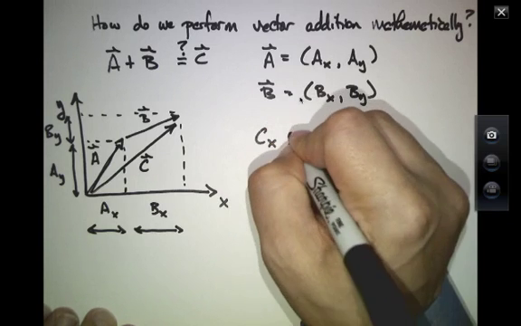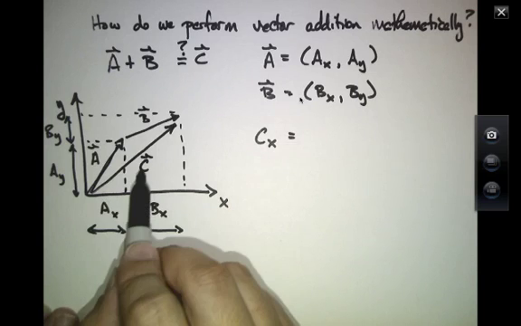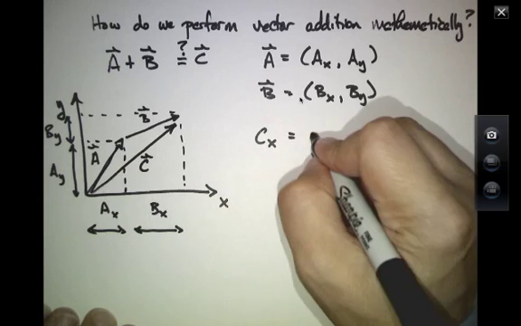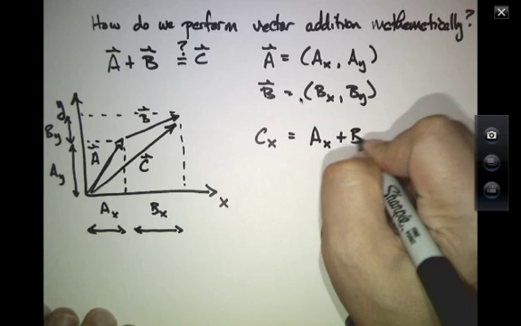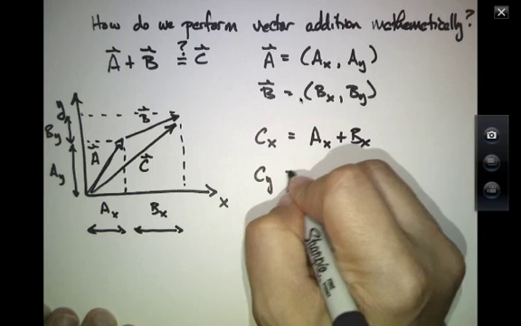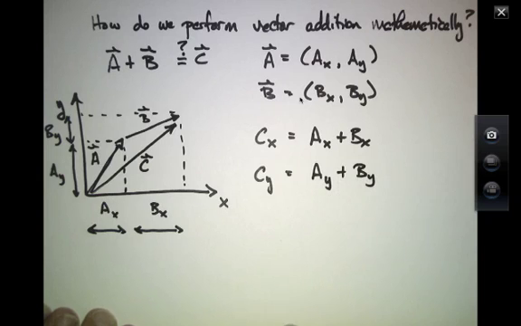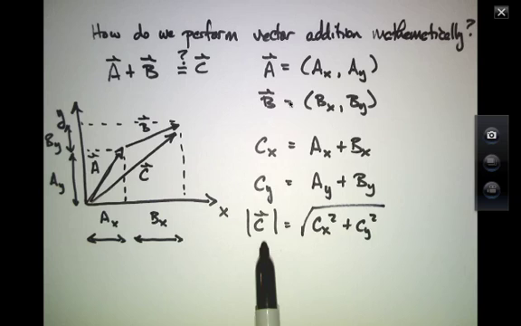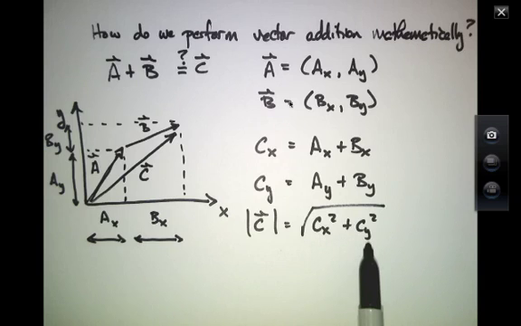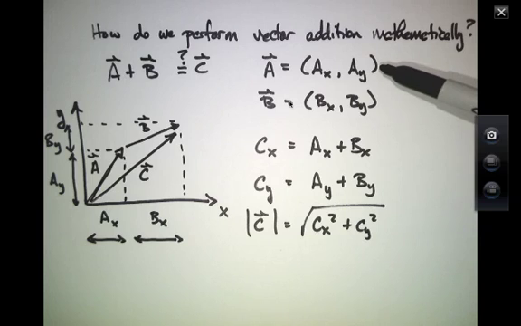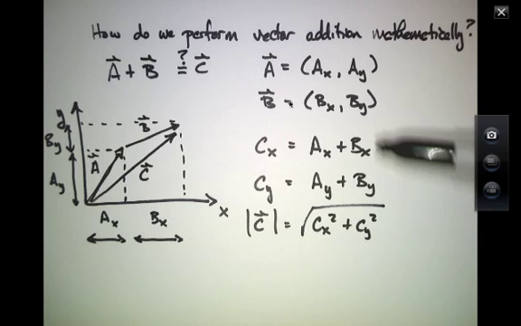Well, Cx, if you just look at what must be the projection of C down the x-axis, is none other than AX plus BX, and Cy is AY plus BY. And the length of C, in other words, the absolute value of C with the arrow on it, is equal to the square root of Cx squared plus Cy squared. So all of this information can be found from the original components AX, AY, and BX, BY. And then we can learn everything we need to know about the vector sum.